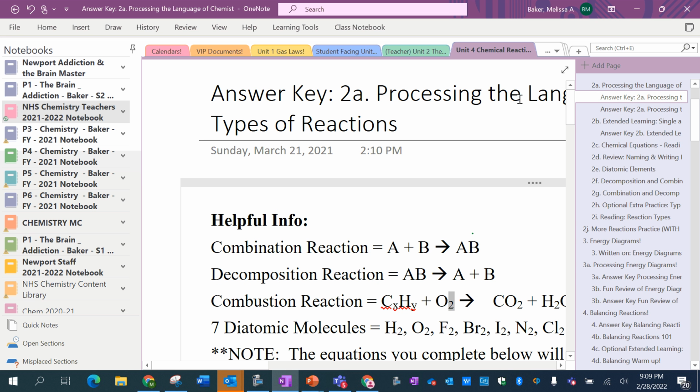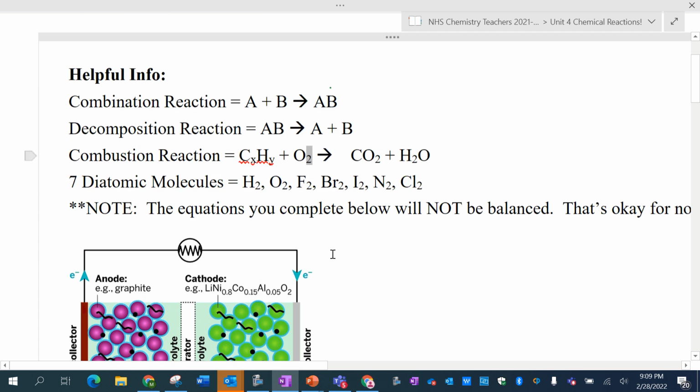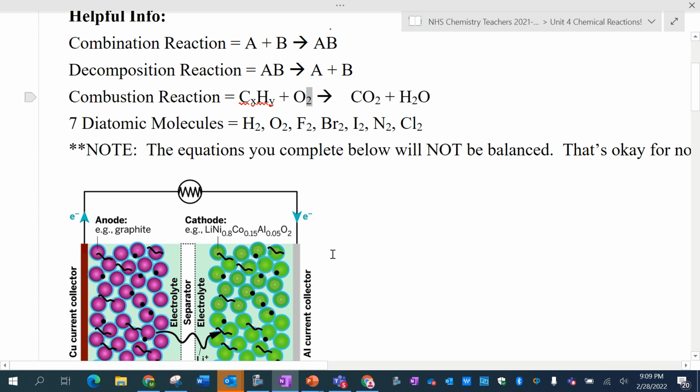Other helpful information, there are 7 molecules that are never alone, meaning if they're in combination with something else, that's fine. Like if Cl is with Na, it's NaCl. But if Cl is by itself, it always finds another Cl to combine with. And so it always gets a 2. It's never alone. So the way that you can remember that is it kind of makes a funny word, Hofbrinkel.